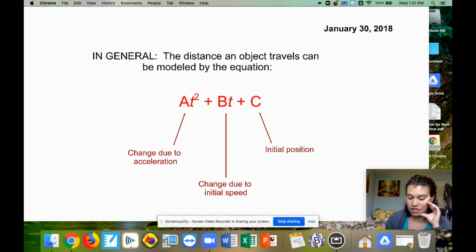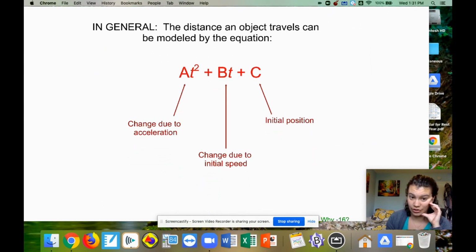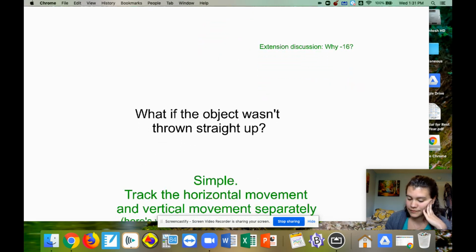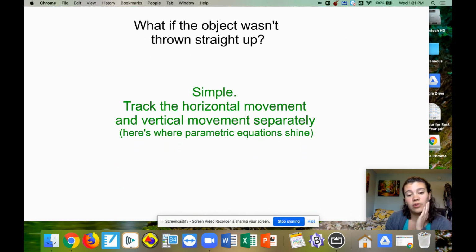So then a general situation, if you're not necessarily on Earth, this would be your general equation. You still have initial speed, you still have initial position, but then the A will change based on the acceleration. Gravity is going to be negative 16, but if you're driving a car, your acceleration can be a different kind of thing. So then the question is, what if you don't go straight up? We've done this before with other things. You break it up into your horizontal and vertical components like we did with vectors. You break it up into the two chunks.